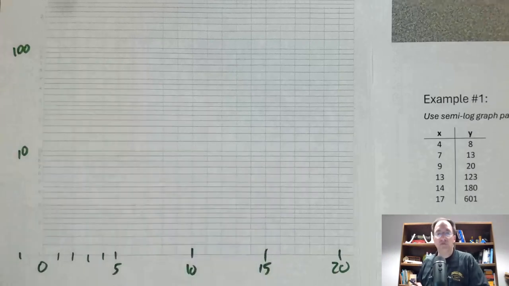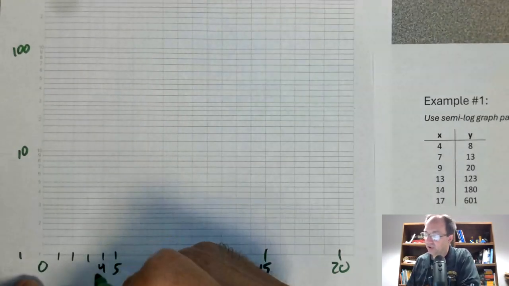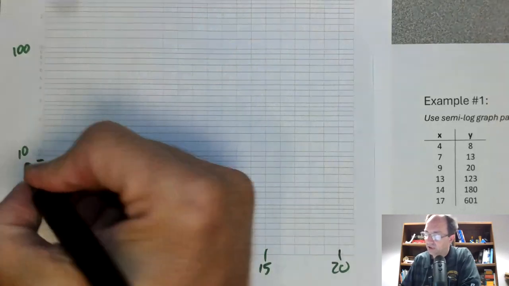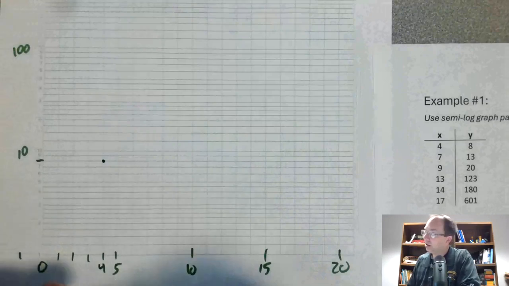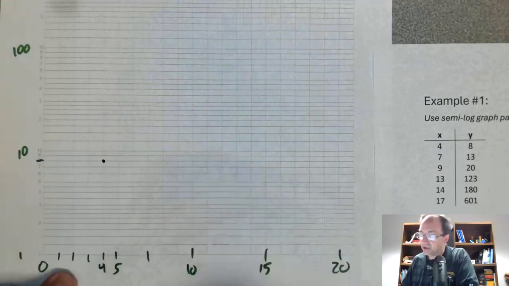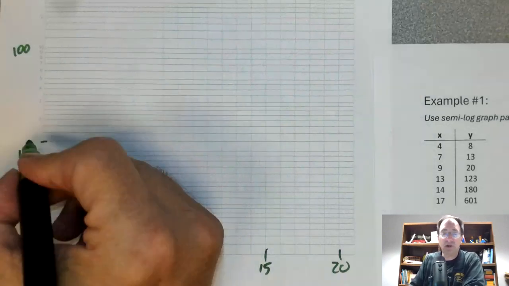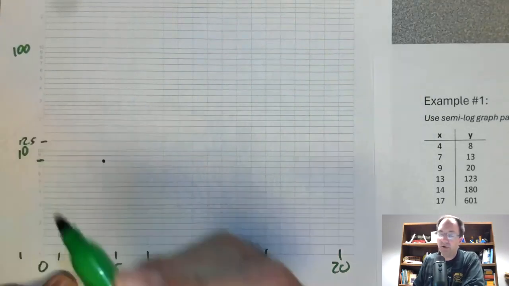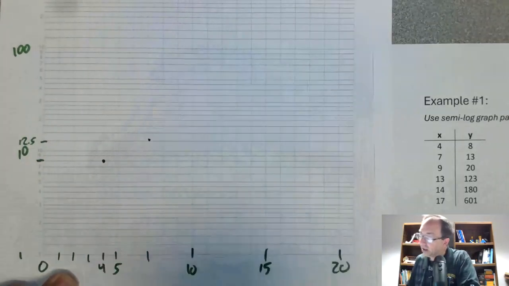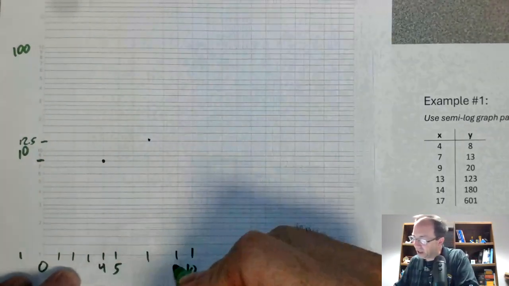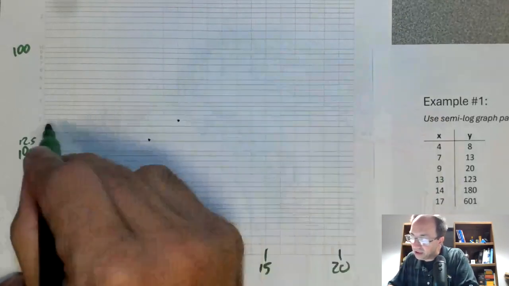So now let's actually plot some points. So 4, 8. So here's 4, and then 8 is going to correspond to right here. So I can put a point right there. 7, 13, 7 is there. And then 13, notice between 10 and 20, this first tick mark is a fourth of the way, so that's 12.5. So 13 is just going to be a little bit above that. 9, 20, so here's 9, and then 20 will correspond to this line right here.